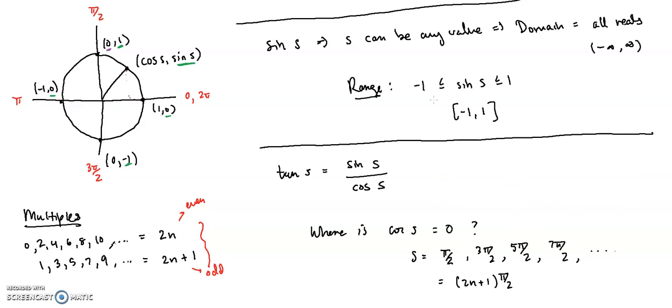The domain of tangent is defined as long as s is not equal to 2n plus 1 times pi over 2. So odd multiples of pi over 2. All right, that's how we would write that in general.